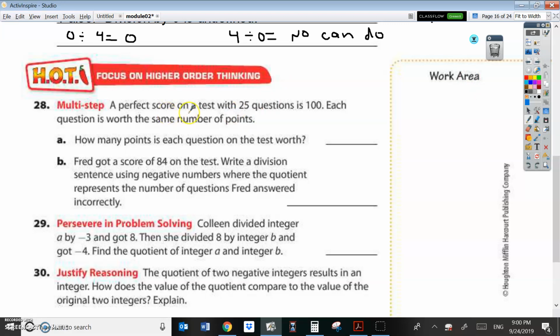A perfect score on a test with 25 questions is 100. Each question is worth the same number of points, so think. 100 divided by 25 equals 4. So each question is worth 4 points.